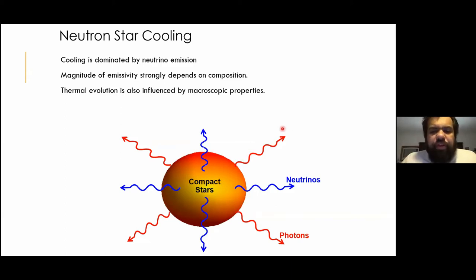We also have photons being emitted from the surface because this is a thermal object. There are some caveats here. We need an atmospheric model depending on a few properties, but I don't have time to go into this. Basically it means we do have photons leaving from the surface. For the first 1,000 years, a little bit more or less depending on the star, the neutrinos are the main force driving the cooling. After that, the temperature of the core is low enough that neutrino production is no longer dominant, and then we have a photon-dominated era.